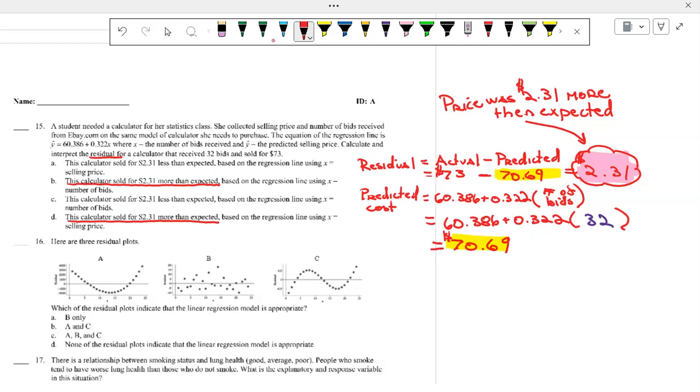Now, the way that you determine which one of those is right is the first one, C, was based on a regression line using X being the number of bids, and D says the X value was the selling price. Well, we know that the X value was not the selling price. The X value was the number of bids. So C is our correct answer.